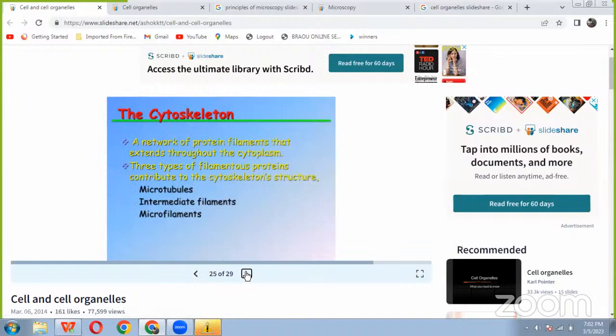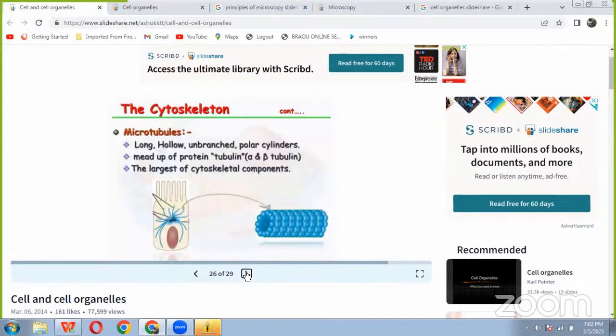The cytoskeleton is a network of protein filaments that extend through the cytoplasm: microtubules, intermediate filaments, and microfilaments.